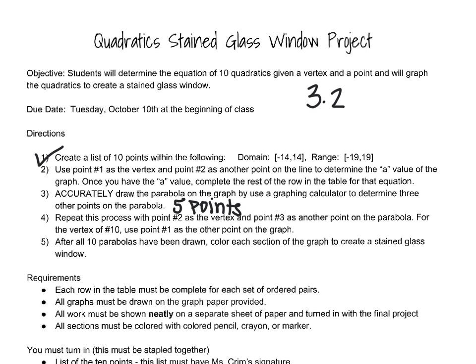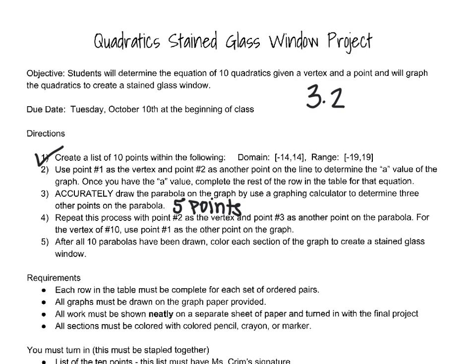Now, those points are not going to be pretty. They're going to be decimals and stuff, and that's okay. We just want your graphs to be as accurate as possible. And you're just going to continue this process over and over again. After all 10 parabolas have been drawn, you're going to have a graph with a bunch of parabolas all over it, but it's going to create a stained glass window effect. And you're going to color each section of the graph to create that stained glass window.